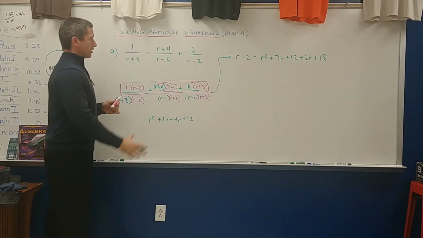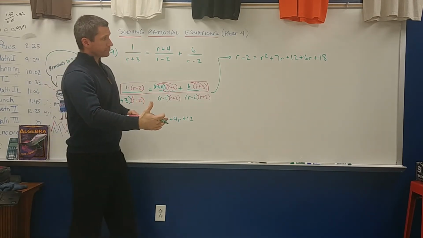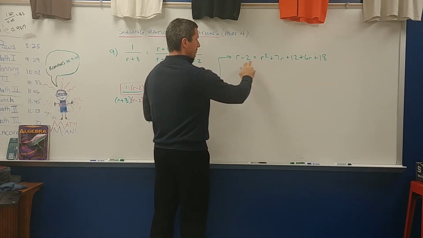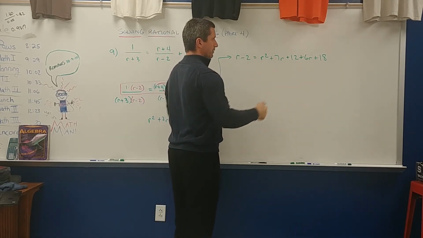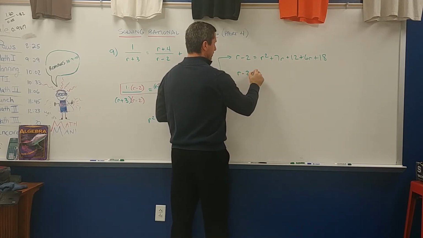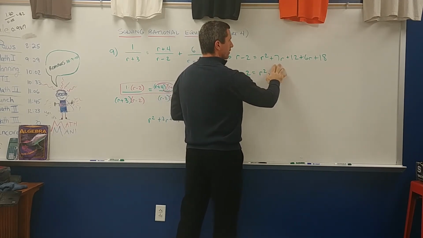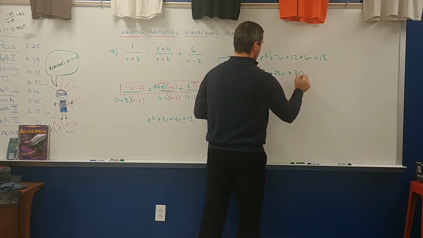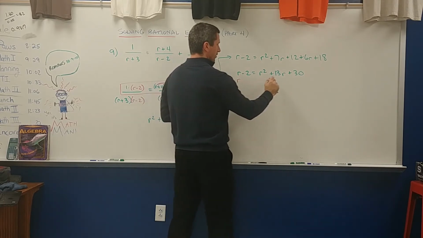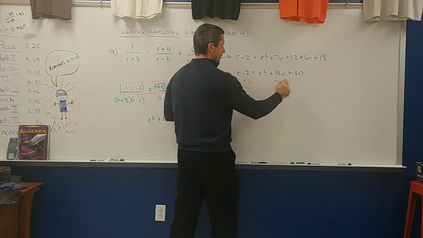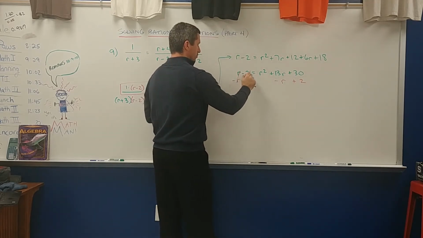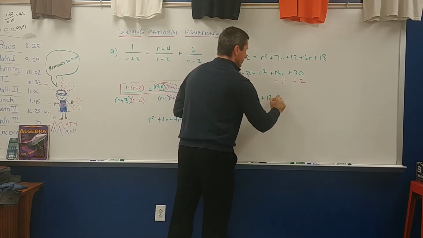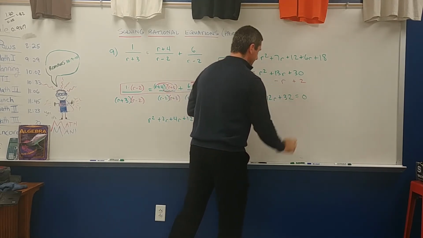Okay, our rational equation has turned into a quadratic. So let's combine like terms and zero it out. And the r squared is here. So I'm going to move these terms over. I'm going to combine like terms first on this side. So we've got 7r and 6r is 13r. 12 and 18 makes 30. Now let's move these over. Minus r, put it underneath its like term. Plus 2, put it underneath its like term, which is a constant. R squared plus 12r plus 32 equals 0.